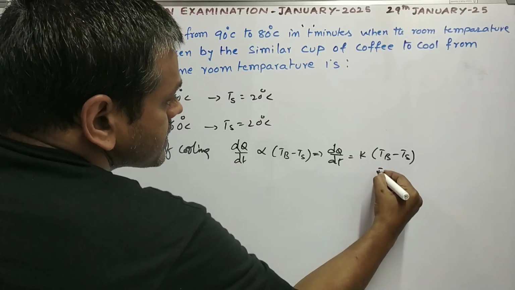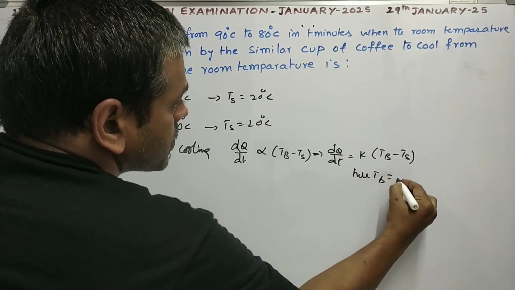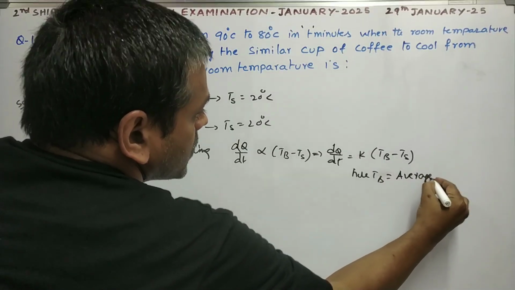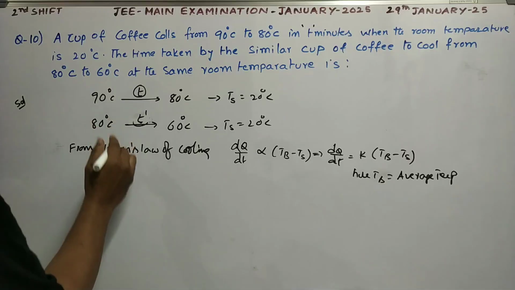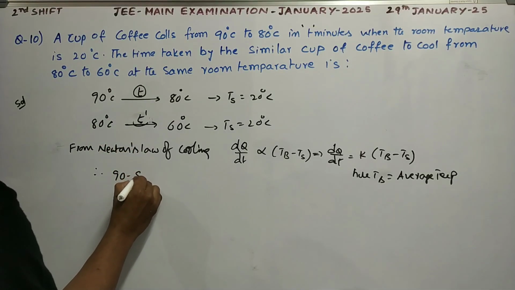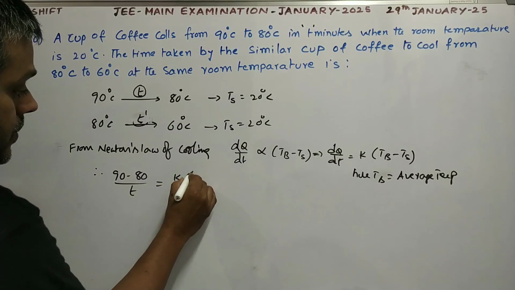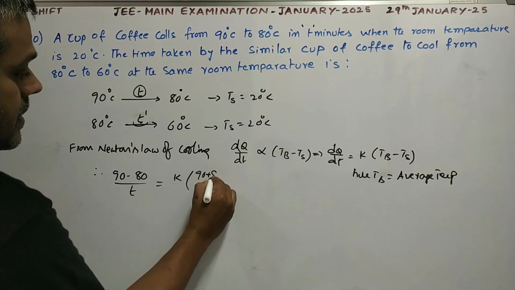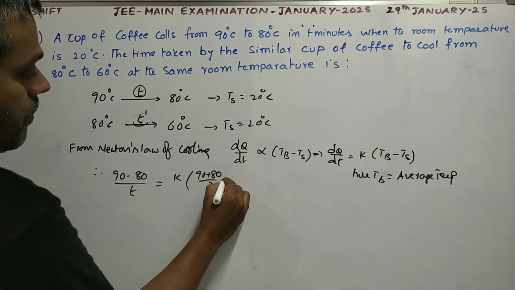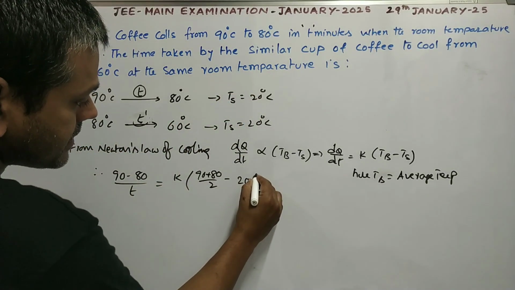Here Tb, that means body temperature, is equal to what? Average temperature of the body. That means what? Initially it is at 90, fallen its temperature to 80 degrees Celsius in time, say T, is equal to some constant K into the average temperature of the hot body. What is that? 90 plus 80 by 2 minus the surrounding temperature, it means room temperature. It is at 20 degrees Celsius.